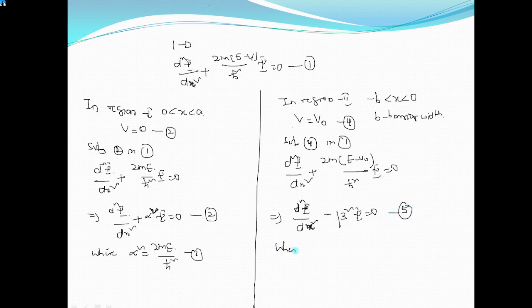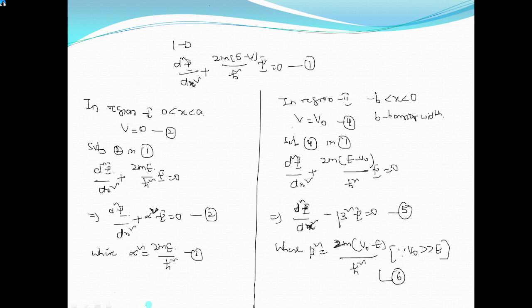So what have I taken as beta square? Beta square is equal to 2m into (V0 minus E) by h cross square, not E minus V0, since V0 is greater than E. So this is the value of beta square. This is equation number 6.